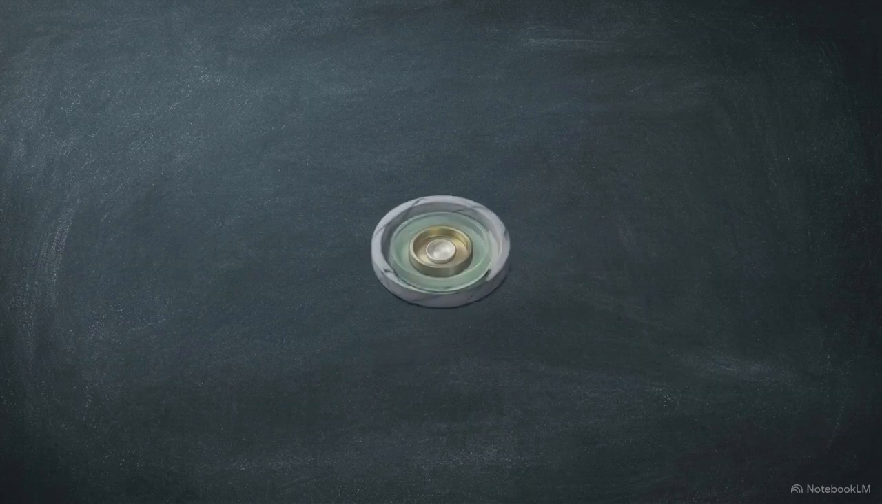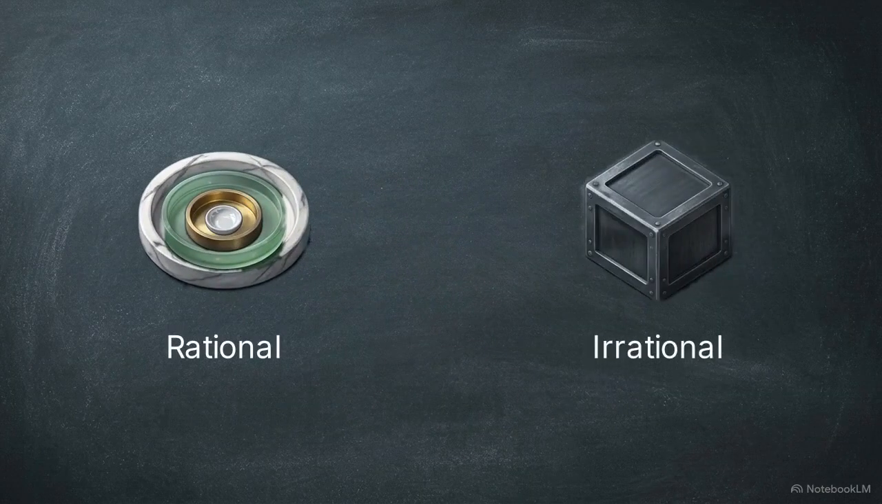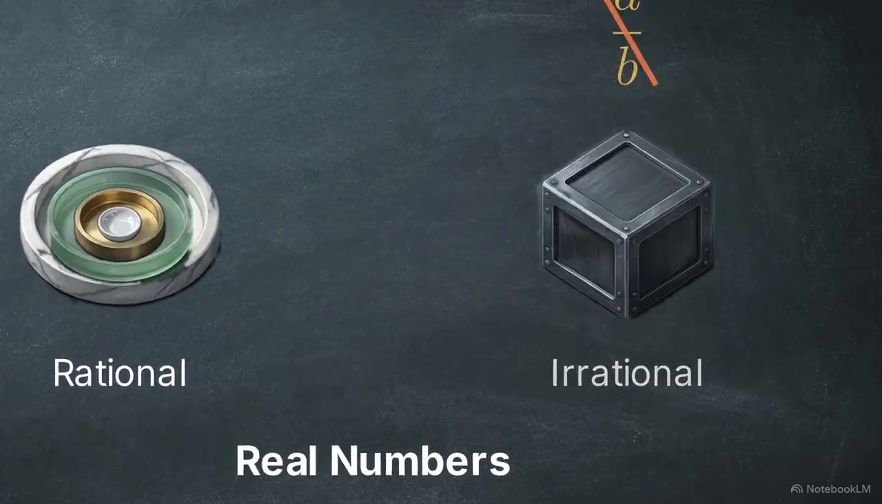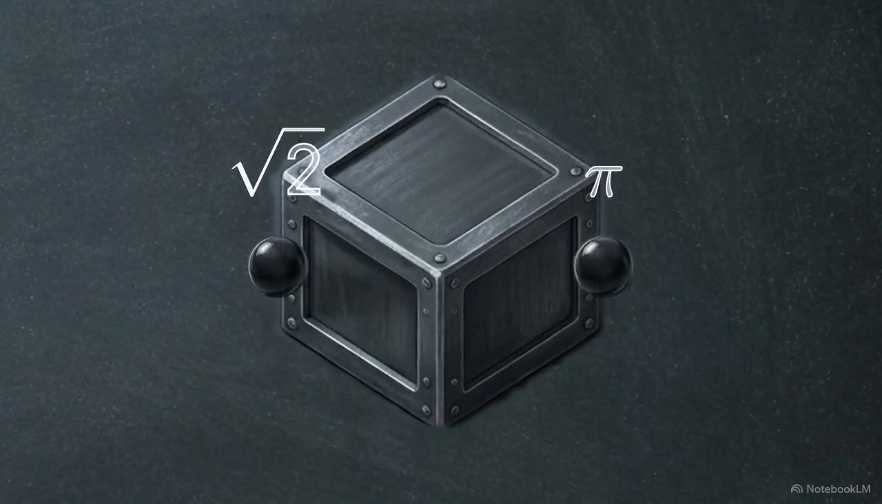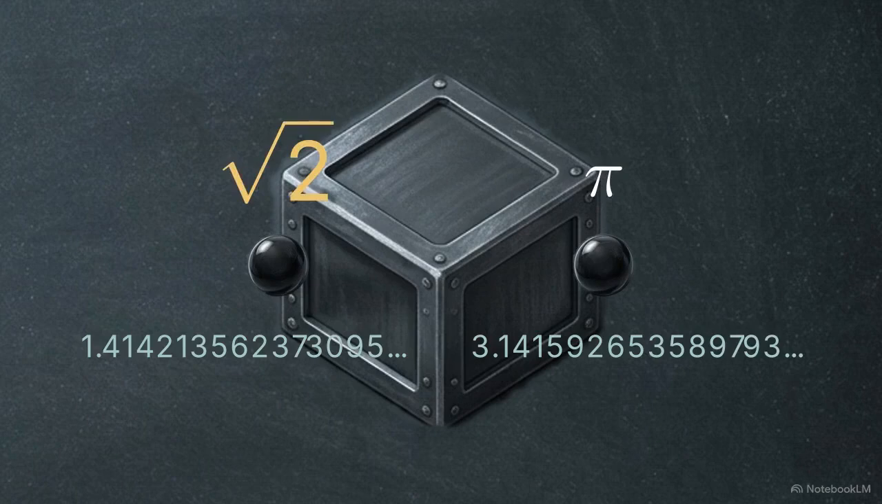Not every number on our line fits into those neat circles. There is a separate group called irrational numbers. Together, the rational and irrational groups make up the entire real number system. An irrational number cannot be written as a simple fraction. Its decimal goes on forever without ever ending and without ever forming a repeating pattern. The square root of 2 and pi are the most common examples.